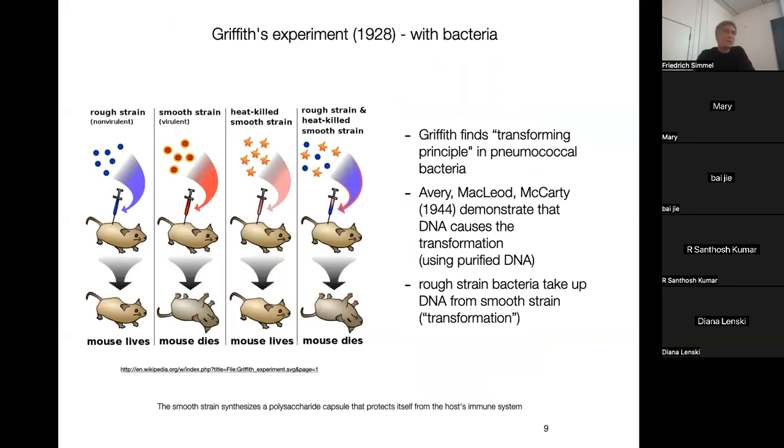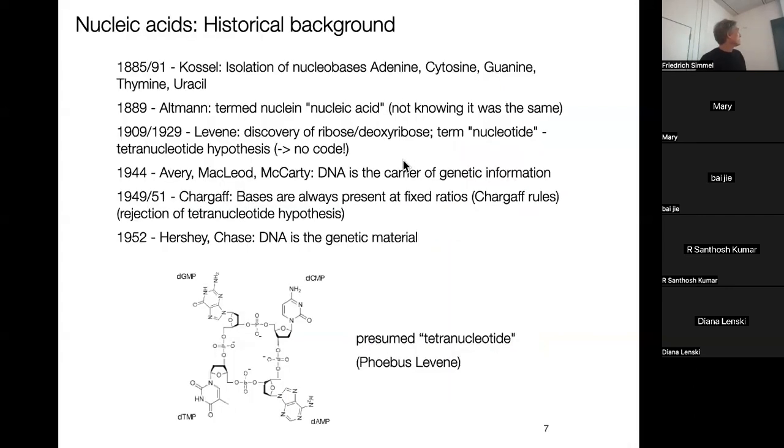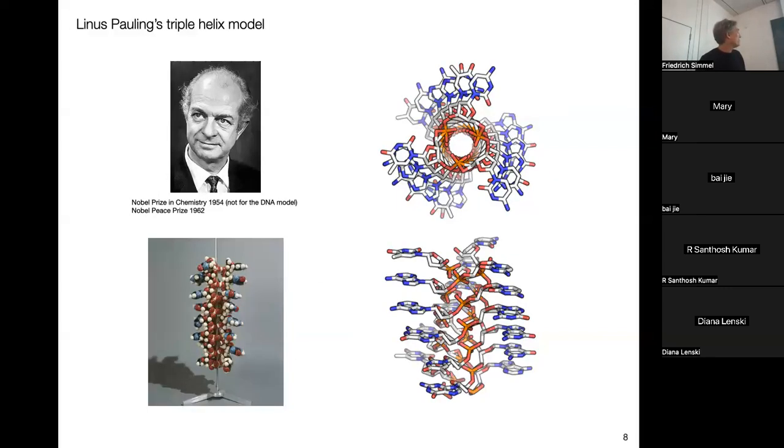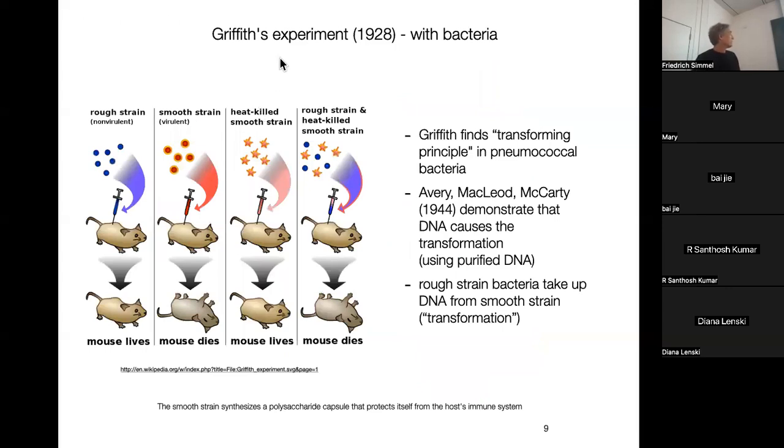I'm coming to the double helix in a few slides. Here, just these other important experiments that established that DNA is the genetic material. There's actually one experiment even preceding these other two, the so-called Griffith experiment. And I just copied that from Wikipedia.